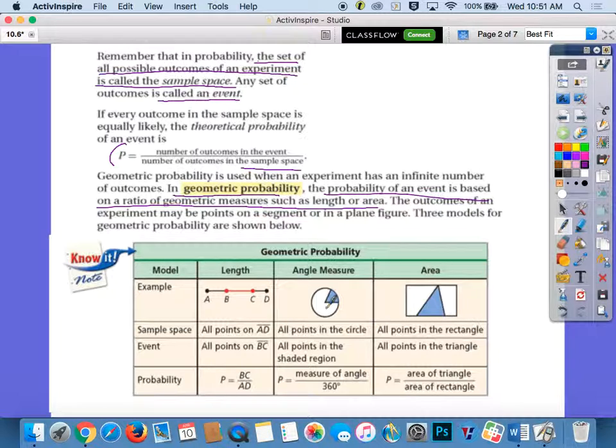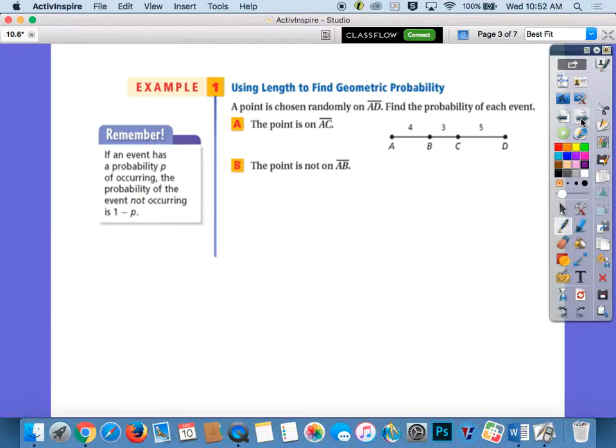And then for your area, if you want to figure out the probability of landing in this triangle, it's going to be the area of the triangle over the area of the whole rectangle. So as we go through some examples, this will make a little more sense. I guess this is landing on the circle, guys, not the area. This is going to be actual area measure.